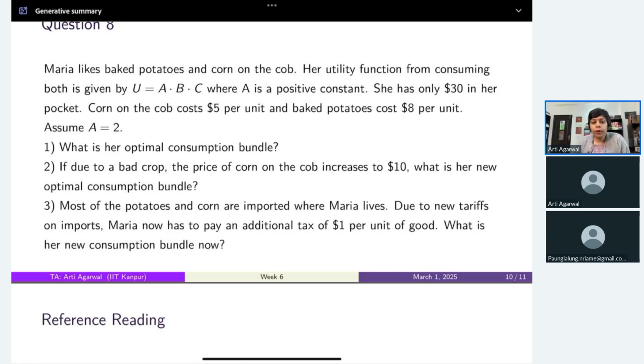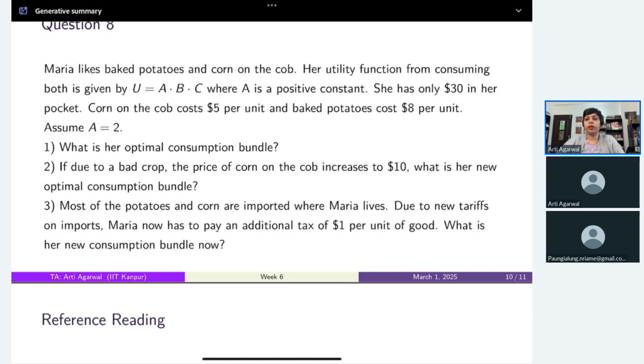So I'm not making the question complicated, but I'm just trying to make you get an intuition for what we are really doing here, and how our everyday consumption and everyday choices change based on these market forces, based on these everyday happenings.